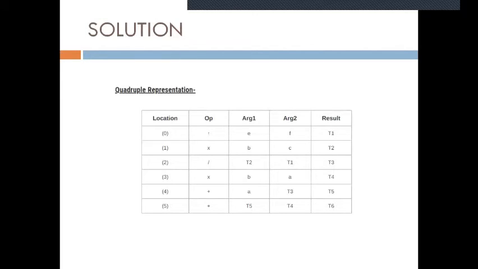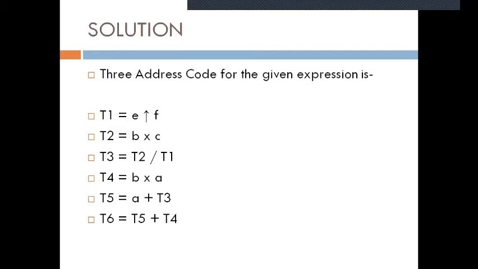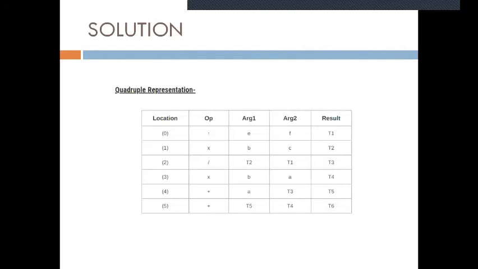And the quadruple representation consists of the operator, argument 1, argument 2 and result. So for example, if T2 is equal to B into C, the operator is multiplication and the argument 1 is B and the argument 2 is C and the result is stored in T2. So likewise, we have to fill this quadruple representation. So this is the answer for the quadruple representation.